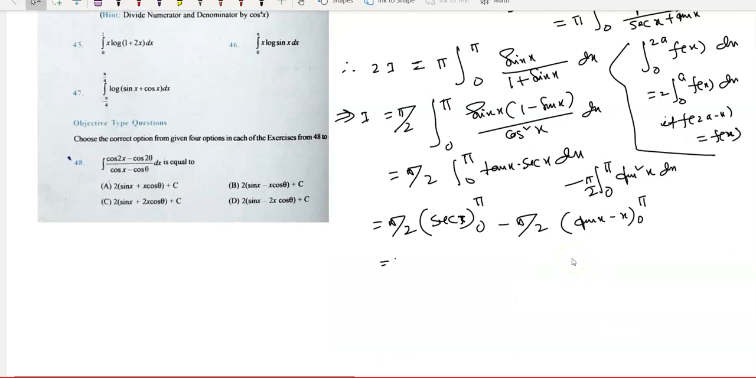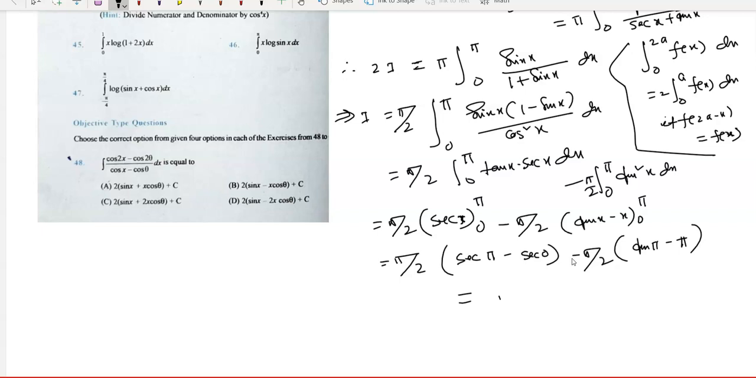Now simplify it. Sec pi minus sec 0, pi by 2. So sec pi is what? Minus 1. Minus 1. Pi by 2 into minus 2 will be there. So there will be pi square by 2 minus pi. Okay.